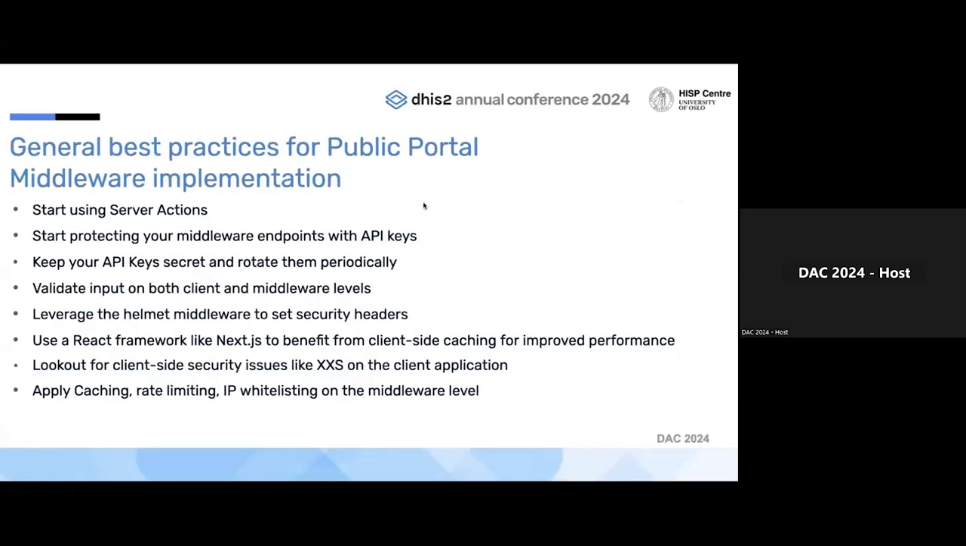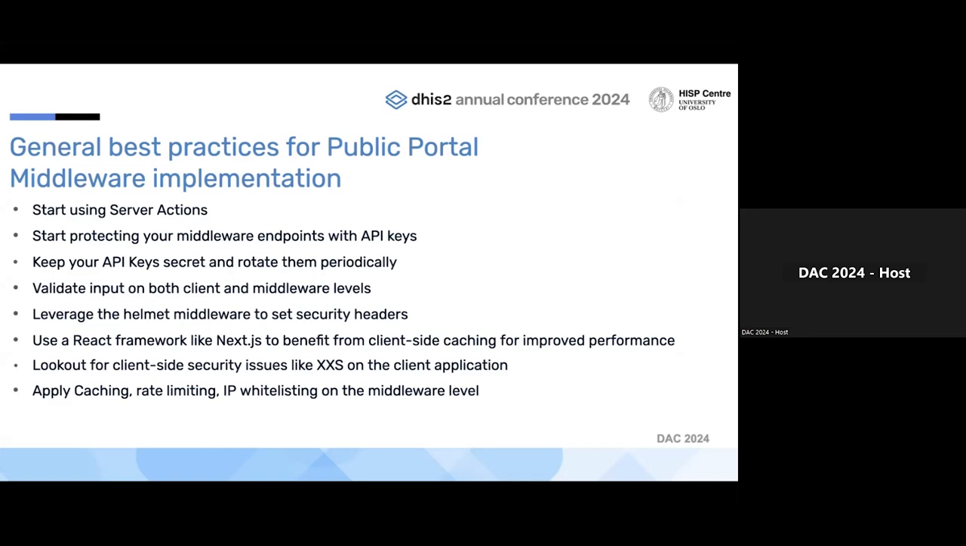So, some general best practices for public portals. Nowadays, since we have server actions in Next.js 14, and most public portals are built using React, it's better to just shift to that if preferred, because with server actions, as you've seen in the previous slides, you can now have your public portal client authenticate every request with an API key, and your middleware will require that API key, and this helps a lot.